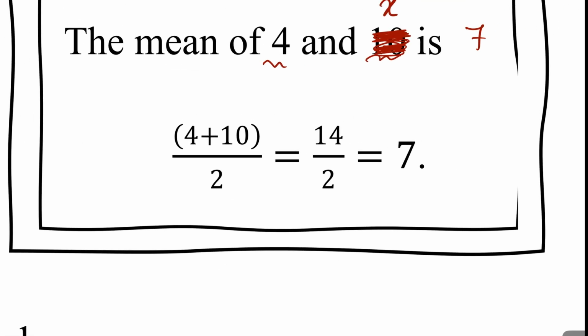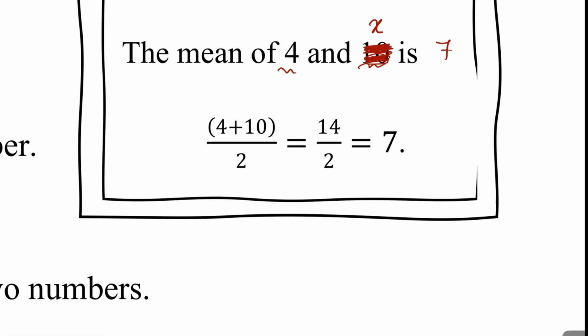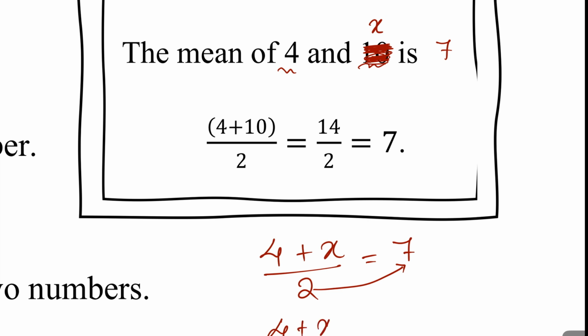So how can I write the equation? Mean of 4 and x, that is sum 4 plus x divided by how many terms I have. I have two numbers, 4 and x, and the mean is given, that is 7. So what does that mean? You have to move this 2 to the right hand side. So 4 plus x equals 7 times 2.